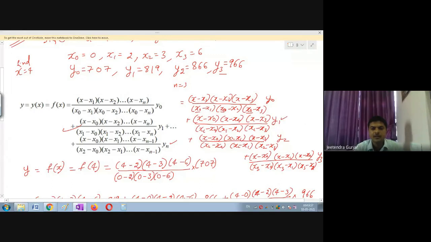Suppose if you take y1, this is a trick to remember, just how I remember the formula. If I take here y1, please remember here it is x1, x1, and x1. So x1 minus x0, x1 minus x2, x1 minus x3. And above, you can see in the numerator there is no x1. So this is how you have to remember. Next, if I take y2, in the denominator it is x2, x2. So x2 minus x0, x2 minus x1, x2 minus x3. And in the numerator, there must not be any x2 terms.